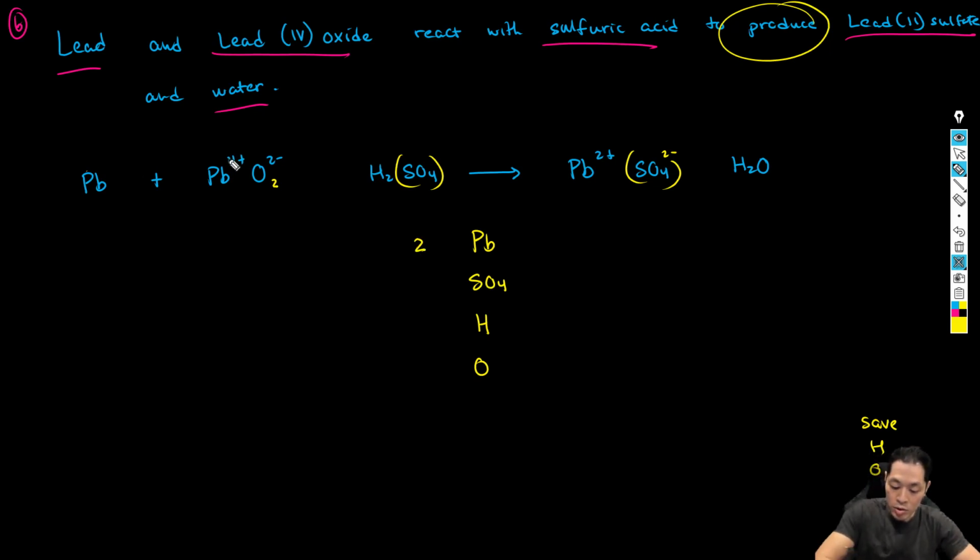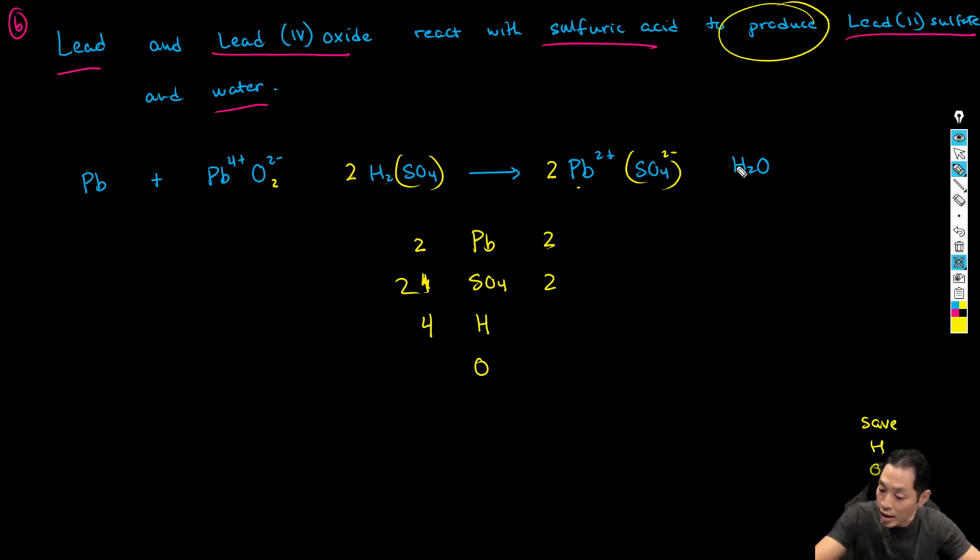1, 2 leads. On the right side I only have 1. So I need to put a 2 in front of this one to give me 2. On the left side I have 1 SO4. Here I already have 2, so I need to put a 2 in front of this one, and now it's balanced. Okay. H's. I have 2 times H2, which gives me 4.